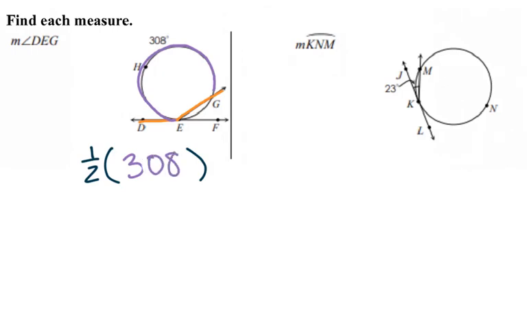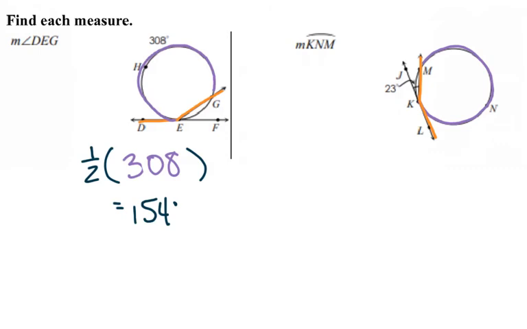308, there we go. And I'm just going to type that in my calculator, and I get 154. Okay, so if you look at the next one, I'm trying to work a little bit backwards this time. I'm trying to find the arc KNM. So 3 letters, so you're finding a major arc, which has to be more than 180 degrees. Okay, so if we wanted to find that arc, then we need to be referring to this angle.